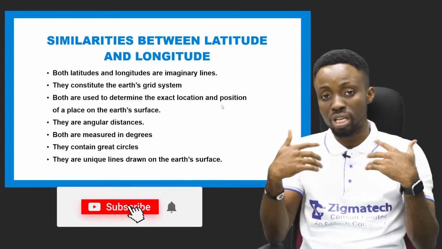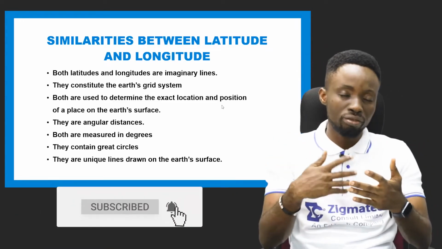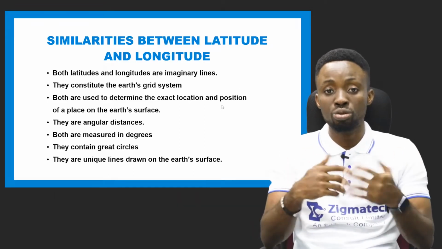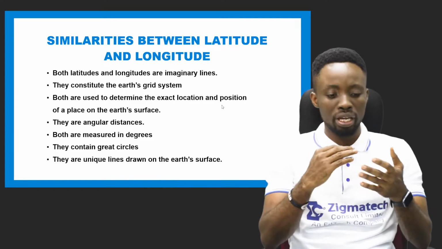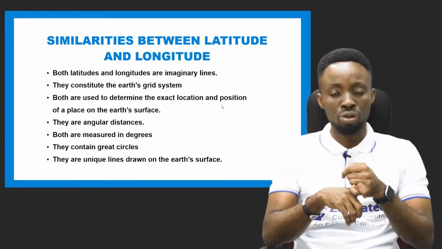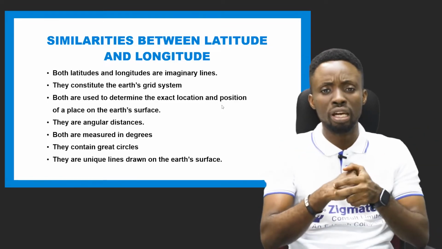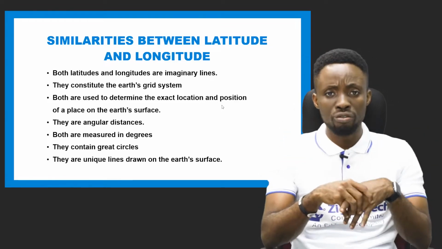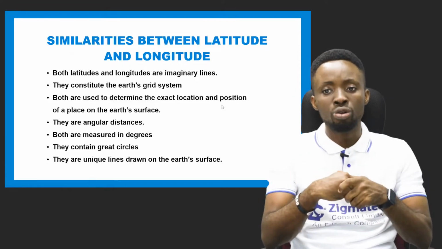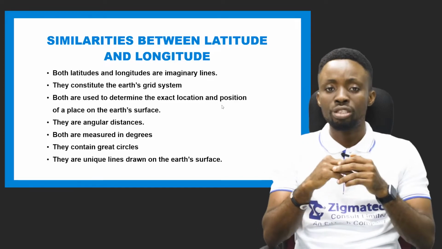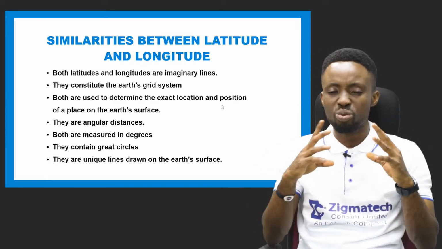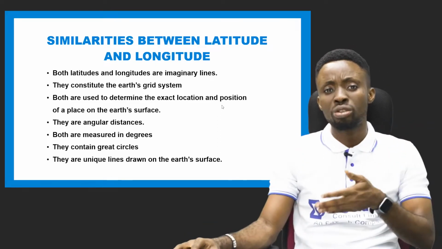And they both contain great circles. That is, great circles are actually circles that divide the Earth into two equal halves, or whose plane cuts the Earth into two equal halves. Now, they are also seen as what? As unique lines drawn on the Earth's surface. Though we have other unique lines that are drawn on the Earth's surface, like isobar, isotherm, and the rest, the lines of latitude and longitude are also unique lines that are drawn on the Earth's surface. So these are the similarities we have between latitude and longitude.